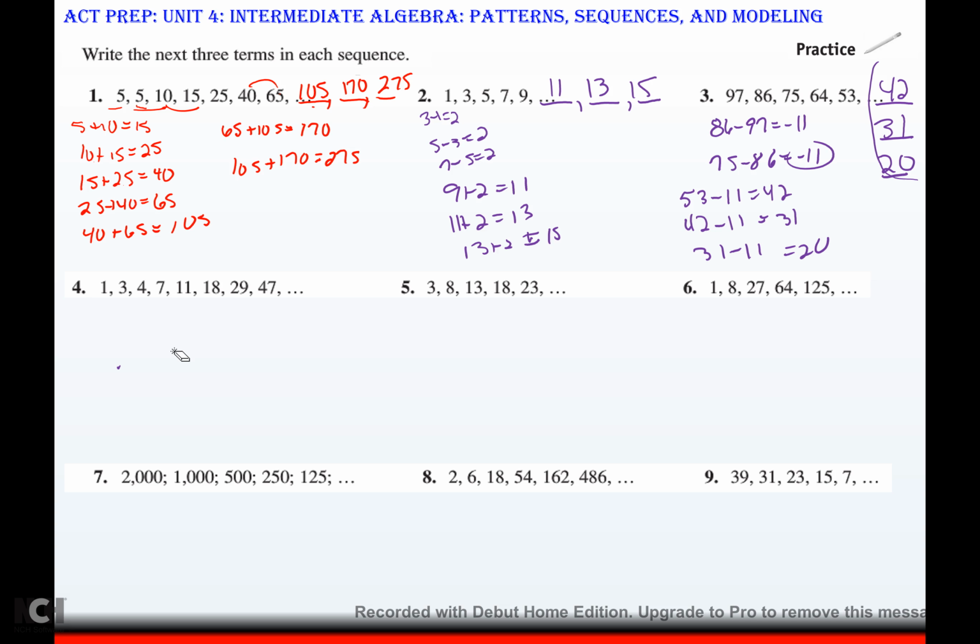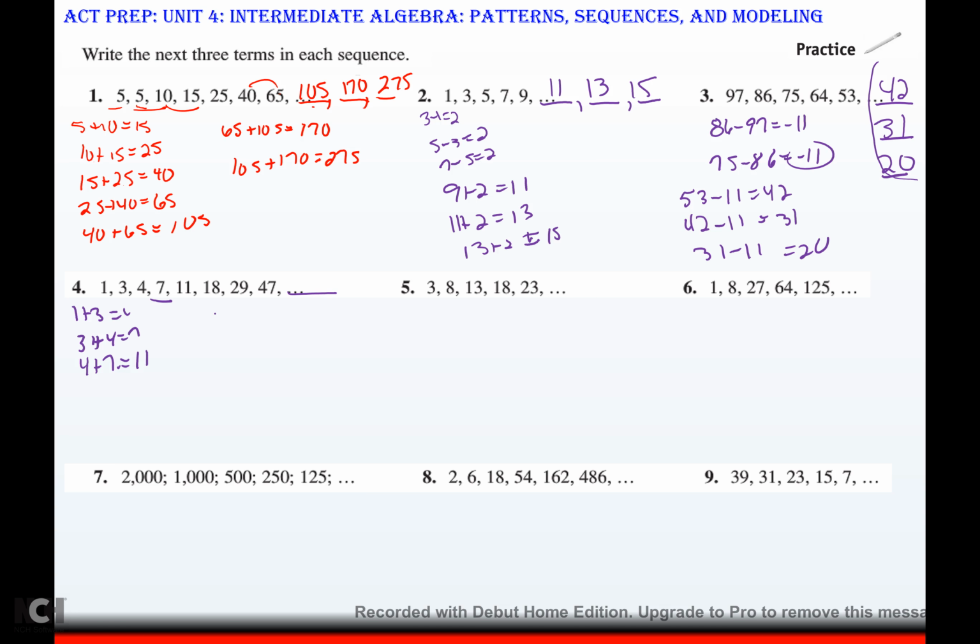Again, try the whole adding thing. 1 plus 3 is 4, check. 3 plus 4 is 7, check. 4 plus 7 is 11, check. So they're adding the 2 in front to get the next one.